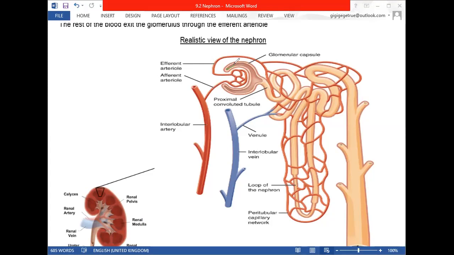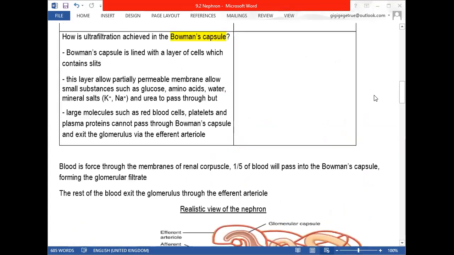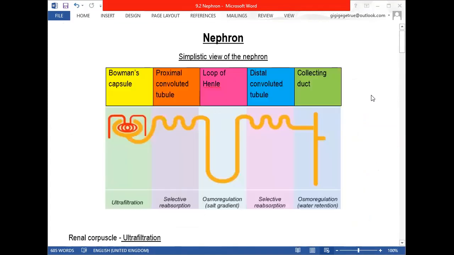Okay, so this is the Bowman's capsule. Then subsequently, this is the proximal convoluted tubule. Then after that, we have the loop of Henle. And then we have the distal convoluted tubule over here. And finally, this is the collecting duct. Okay. This is the realistic view. And here is the simplistic view.